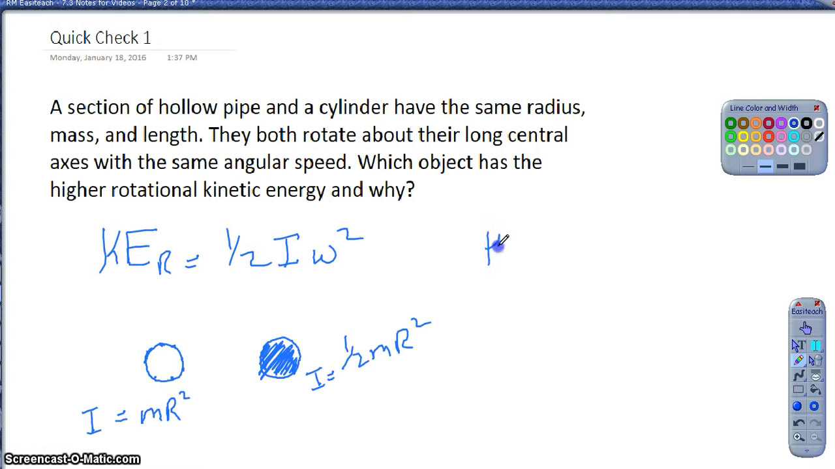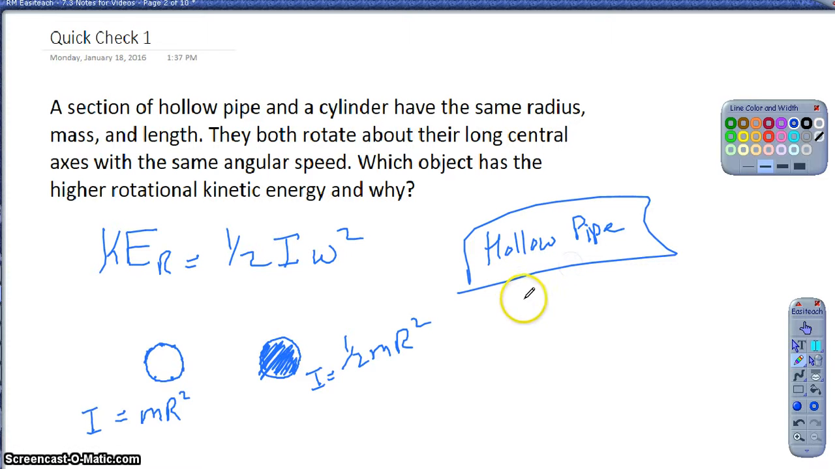So the answer to this is the hollow pipe has the higher kinetic energy, the higher rotational kinetic energy. And again, the rationale is that it has the higher moment of inertia and the same angular velocity. So obviously the kinetic energy is going to have to be higher for that hollow pipe. So a very conceptual example, not something we even necessarily had to calculate, but one that is important for once again finding that distinction between the moment of inertia of a solid disk and a hollow pipe.